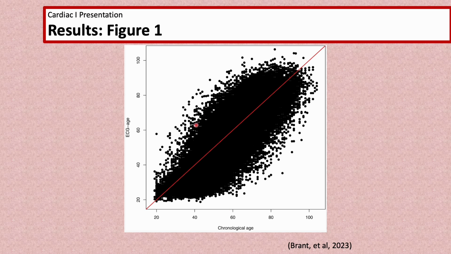In Figure 1, there is lots and lots of data here. But what we are seeing is a Pearson correlation coefficient of 0.81, pretty close to 1, which shows that there's a very strong correlation between chronological age and the estimated ECG age among the study participants.